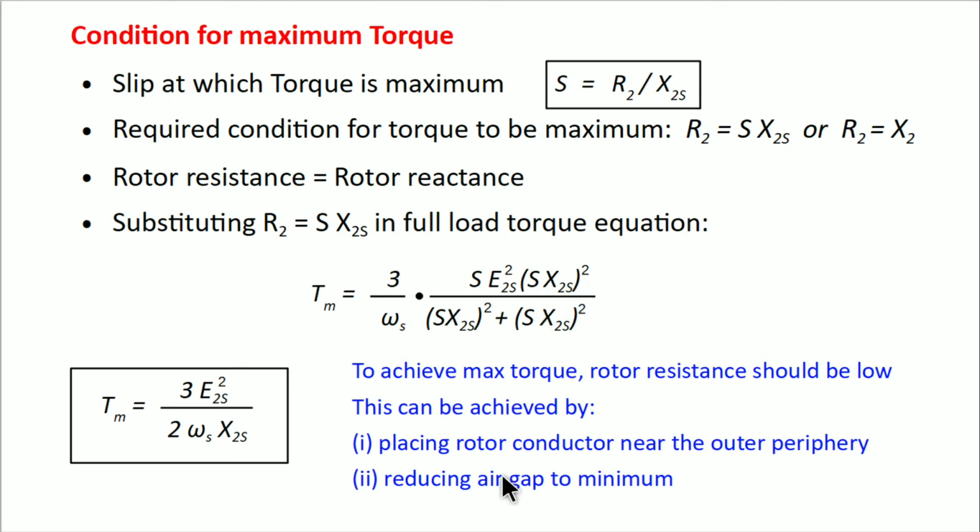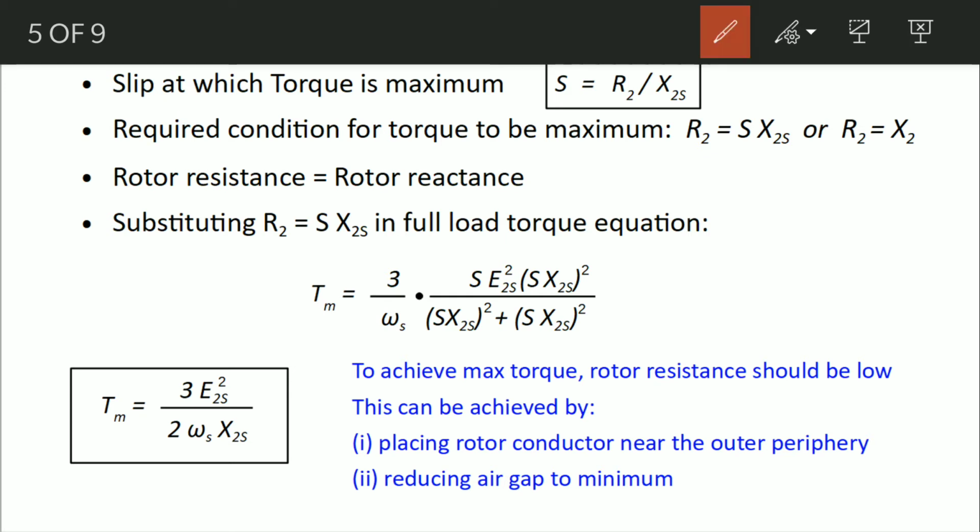In the numerator this square is not there, it is only R2. The value of R2 is S X2S here. The square is not there in the numerator, but here it is square, and this term is also square. So this becomes 2S, the same terms are there, 2 S X2S square. The square of S X2S cancels with the numerator S X2S. So we are left with Tm is equal to 3 E2S square divided by 2 omega s X2S. The slip cancels with the slip of the denominator.